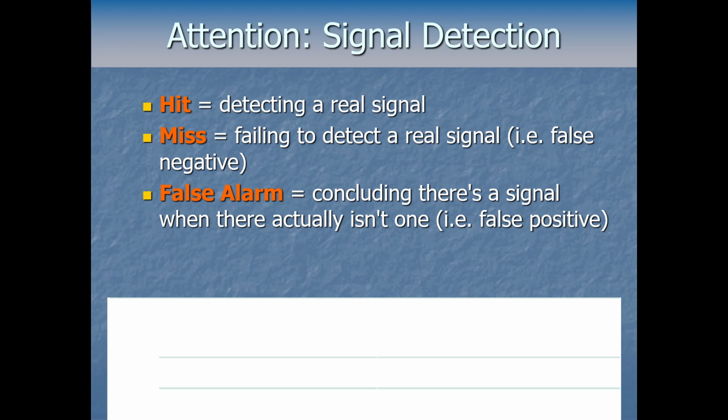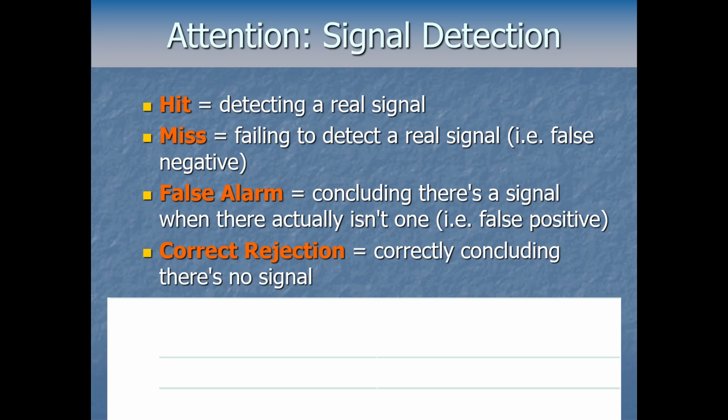Finally, sometimes there's no tumor, and that's the conclusion you correctly come to. So that's what we would call a correct rejection. You're correctly concluding that there's no signal. So together, these are the four possibilities. Anytime you're looking for something that may or may not be there, these are the four things that can happen when you come to a conclusion of whether it's there or not.